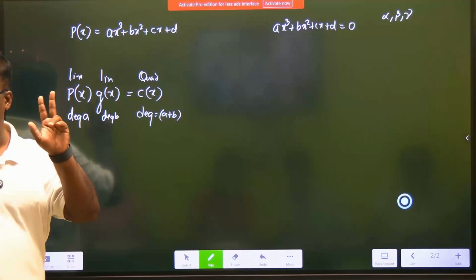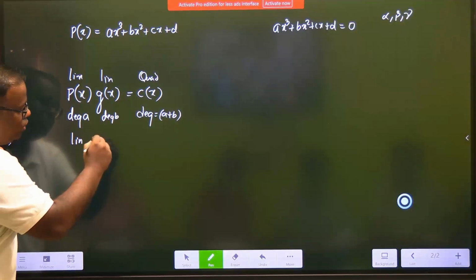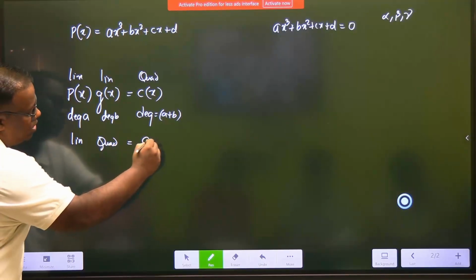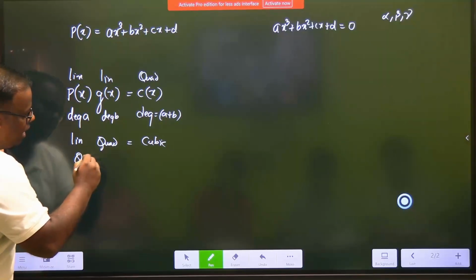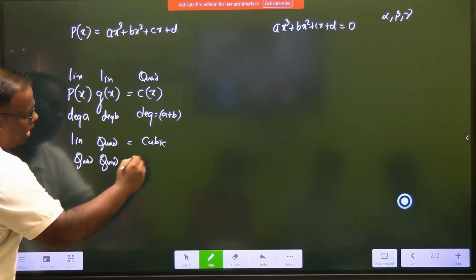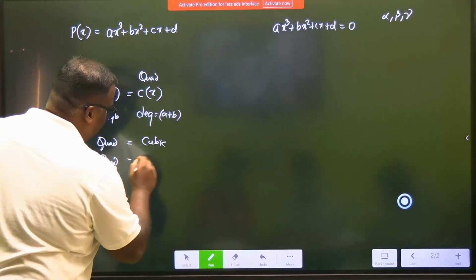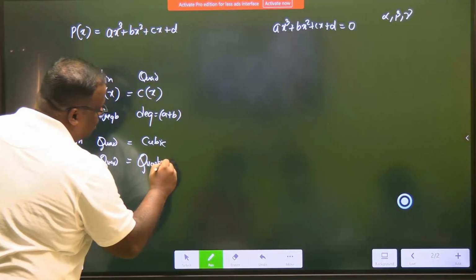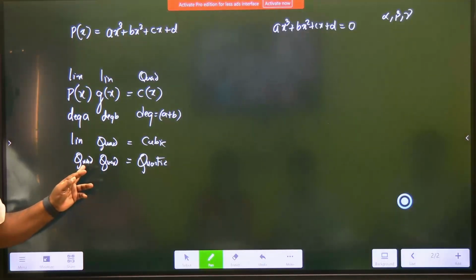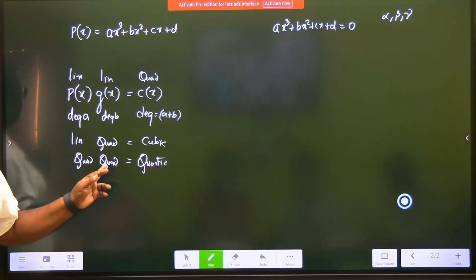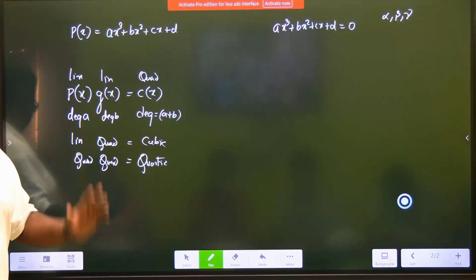Is this understood? These two always remember. Linear into quad will give you a cubic. And if I have a quad and I multiply this with a quad, I get what? I get biquadratic, or a quartic. Is this understood by everyone? Any polynomial ax square multiplied by px square will give something which is dx to the power 4, right?